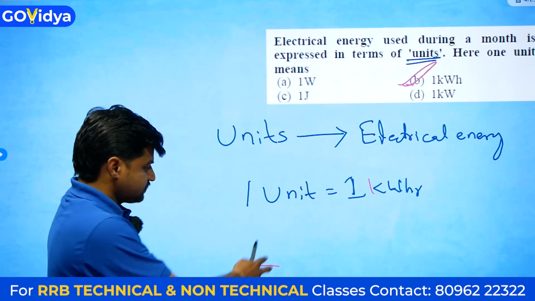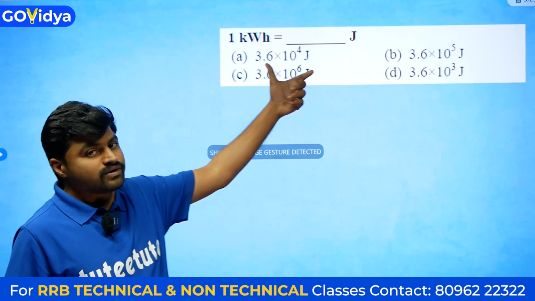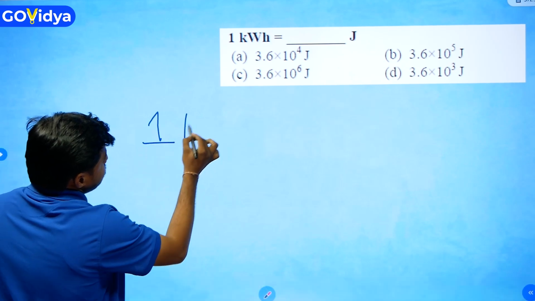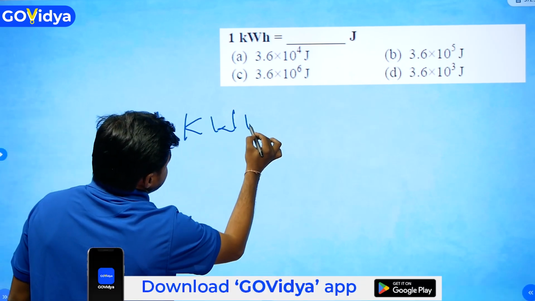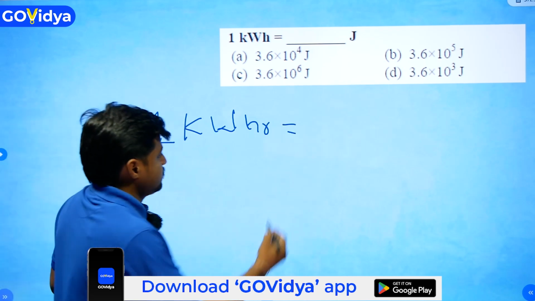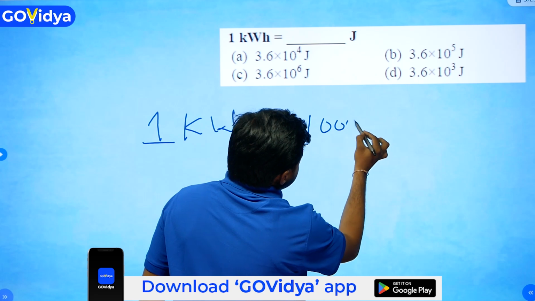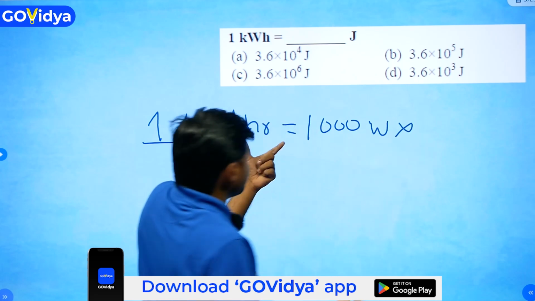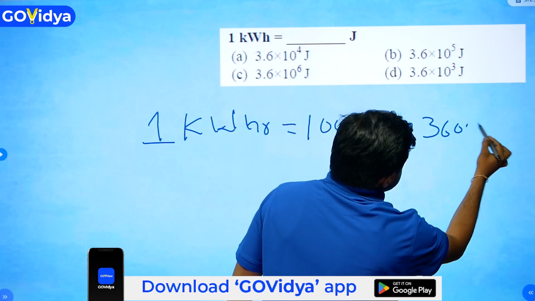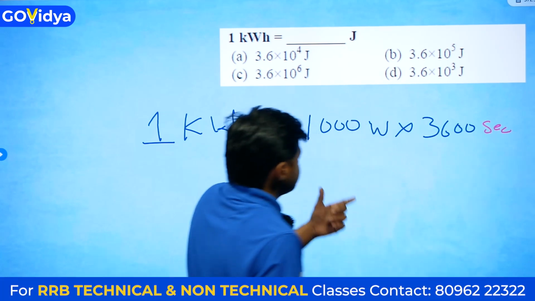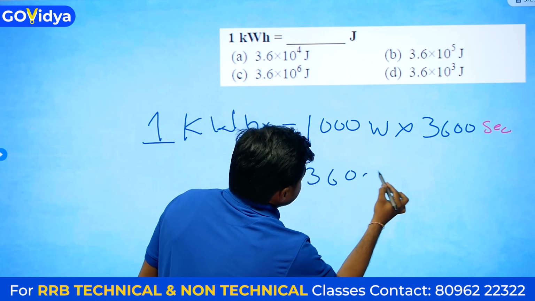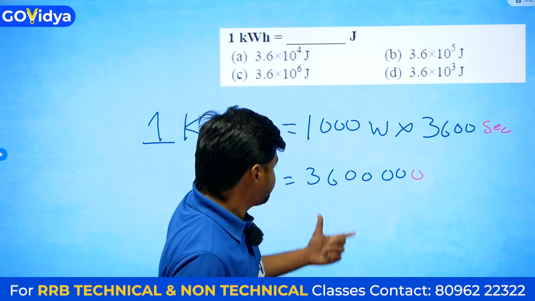Next question. 1 kilowatt hour is equal to how many joules? 1 kilowatt hour means 1000 watts, and 1 hour means 3600 seconds. 1000 into 3600 is equal to 3,600,000 watt seconds.